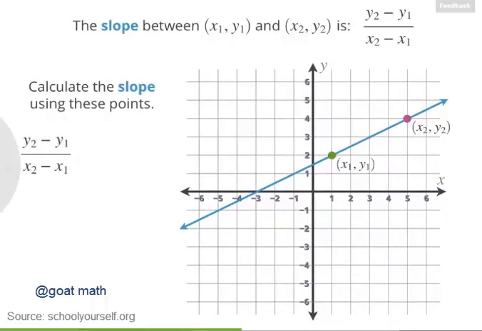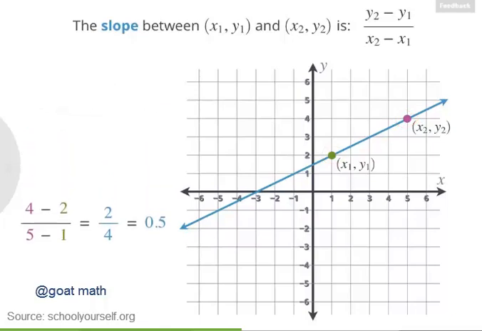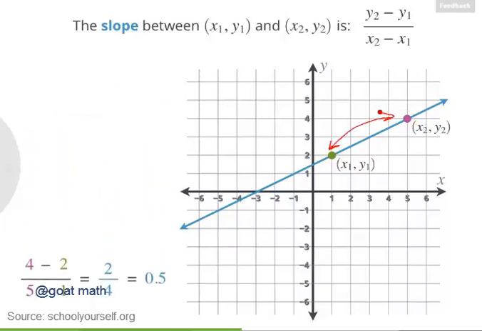Right, we can again calculate the slope using this formula. y2 is 4, y1 is 2, x2 is 5, and x1 is 1. So the slope is 4 minus 2 over 5 minus 1, which equals 2/4, or once again 0.5. So to find the slope of a line, you can pick any 2 points on the line and you'll always get the correct answer. Now what happens if we switch these 2 points?